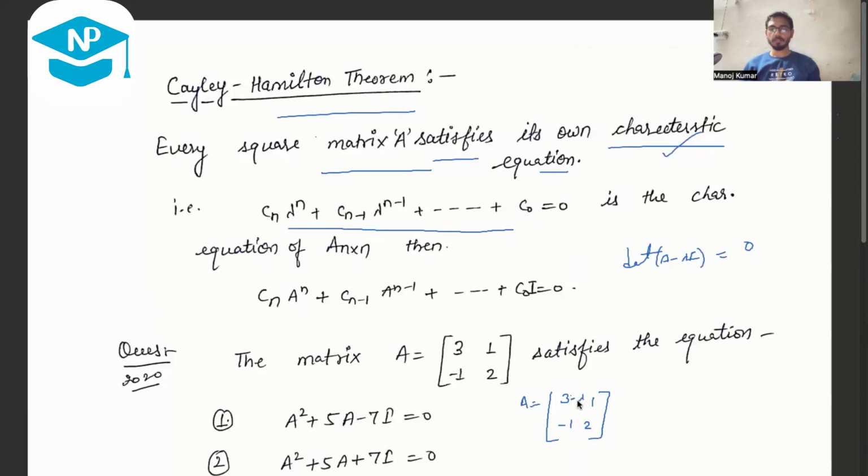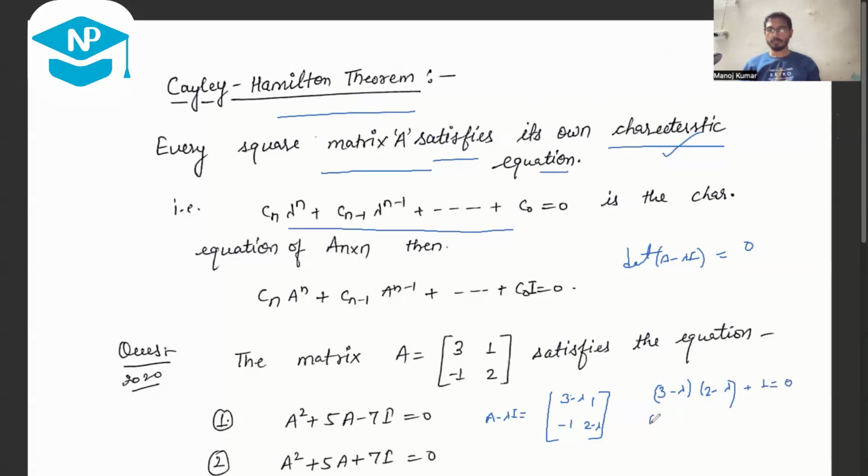So we subtract lambda here and lambda here. So this is our A minus lambda I. Now we have to find the determinant of this matrix. For a 2 cross 2 matrix, we know how to find it: cross multiplication of all the entries. So here 3 minus lambda multiplied by 2 minus lambda, plus 1 equal to 0.